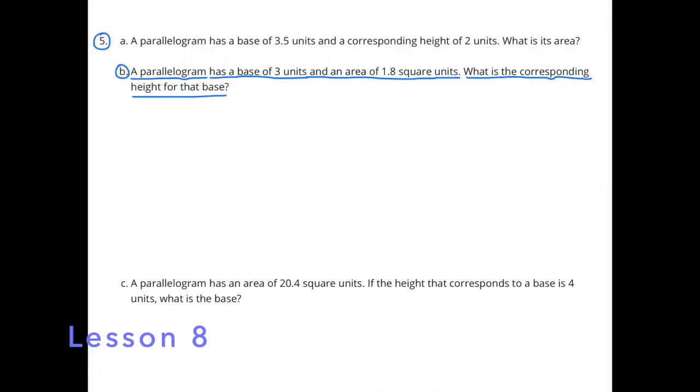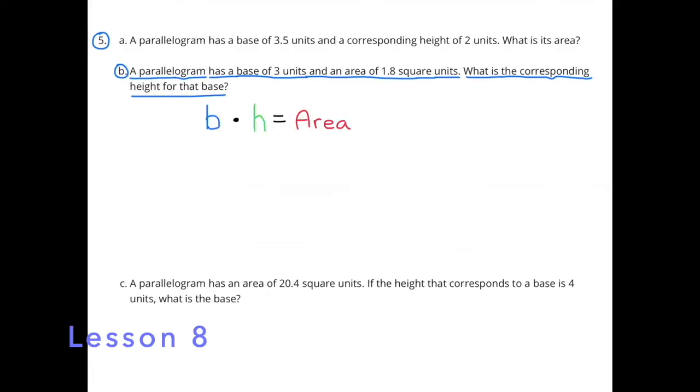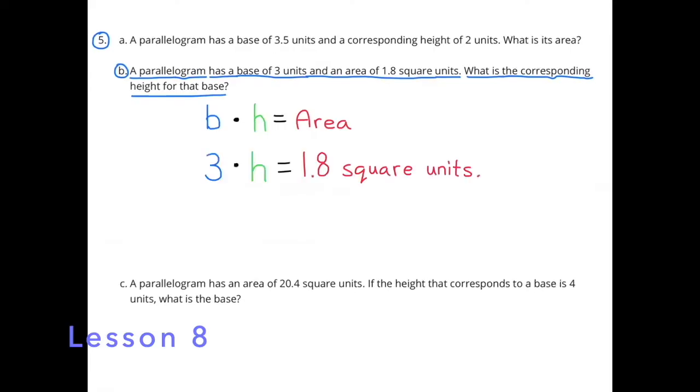B. A parallelogram has a base of 3 units and an area of 1 8/10 square units. What is the corresponding height for that base? They've told us that the base is 3 units and that the area is 1 8/10 square units, but they haven't told us the height, so we need to figure out the height. Base times height equals area. The base is 3, the height is unknown, and the area is 1 8/10 square units.